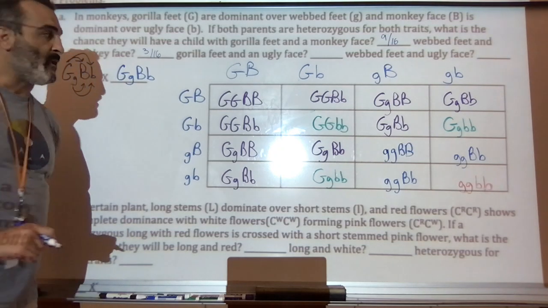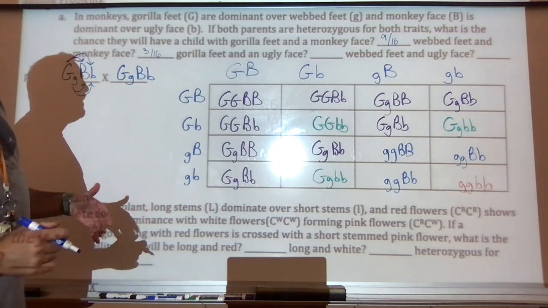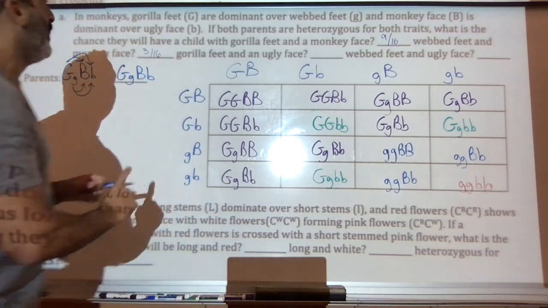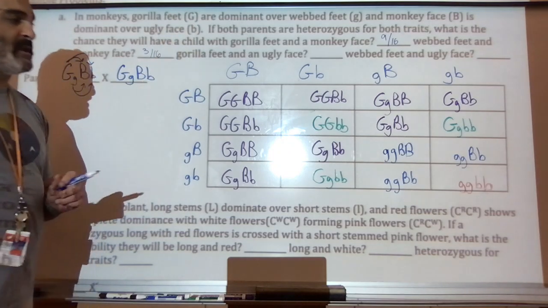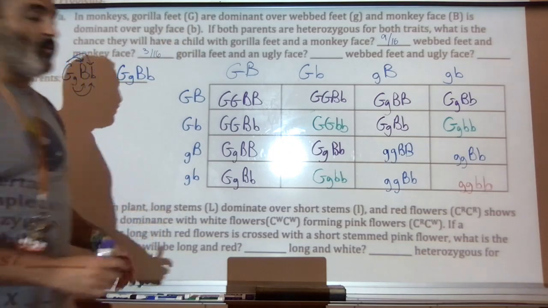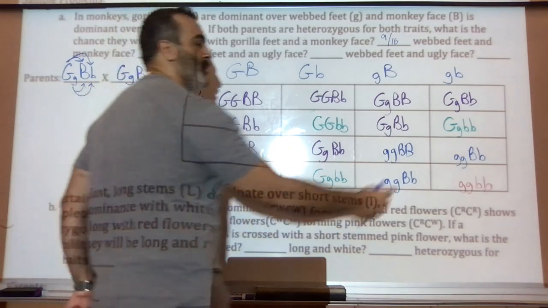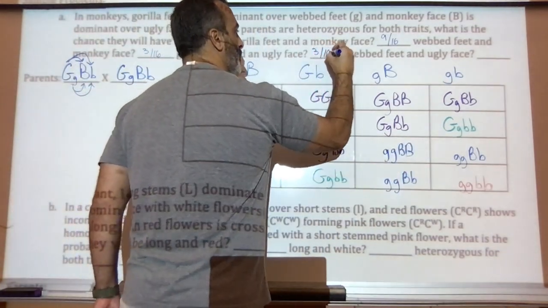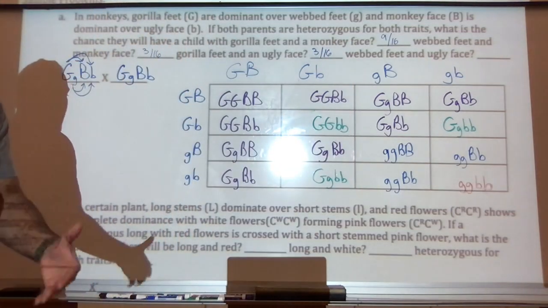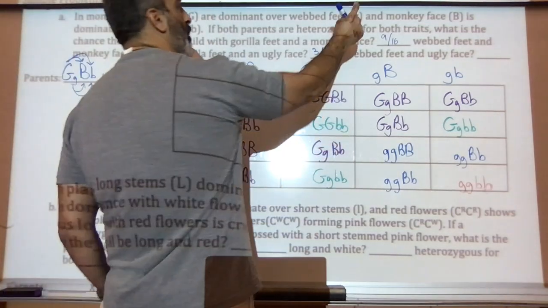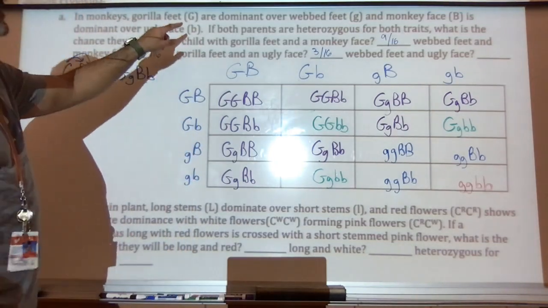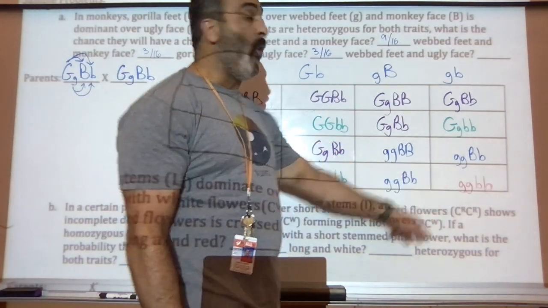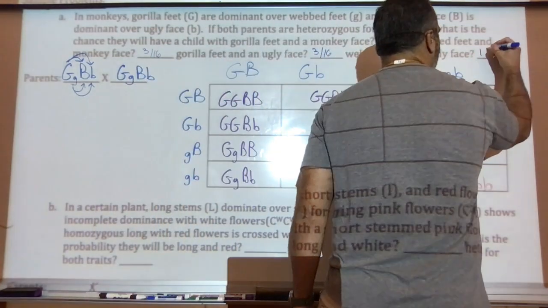Okay. The next one, gorilla feet and an ugly face. Gorilla feet are capital G's, ugly face is lowercase b's. Those are my green ones. 1, 2, 3 out of 16. All right. And finally, the last one, web feet, lowercase g's, ugly face, lowercase b's. That's the only one. It's my red one down here. It is 1 out of 16.